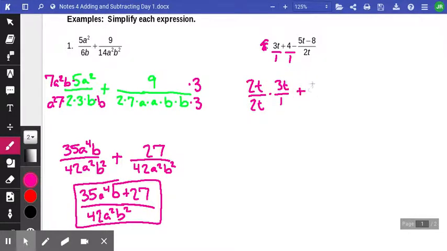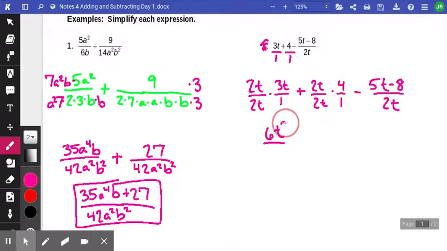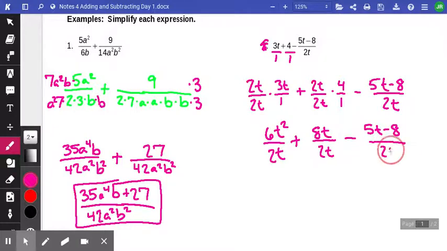So this will be plus 2t, I'm multiplying it on top and bottom to my second fraction, which is just 4 over 1. And then minus my 5t minus 8 over 2t can stay the same because it already has that LCD for the denominator. All right, so this first fraction, when I'm multiplying, 2 times 3 is going to give me 6. T times t is t squared. 2t times 1 is 2t. Plus 2t times 4 is going to give me 8t. And then 2t times 1 is 2t. And again, this is just going to stay. So minus 5t minus 8 over 2t.